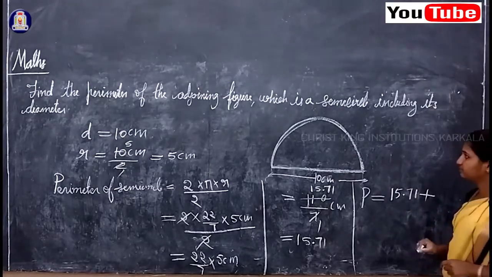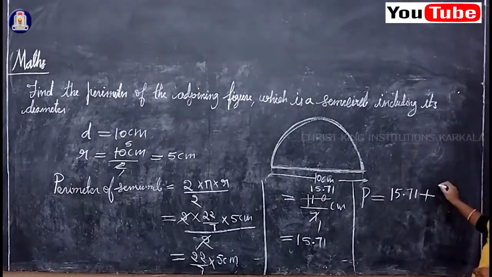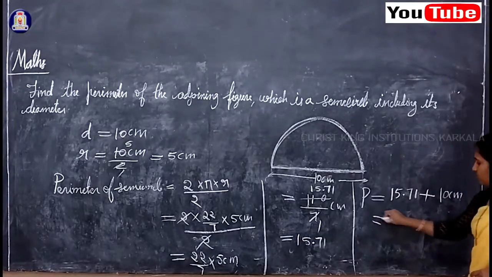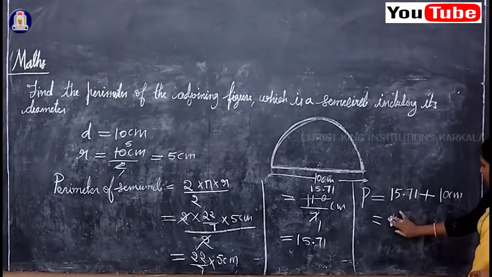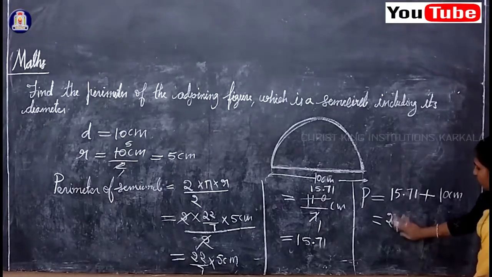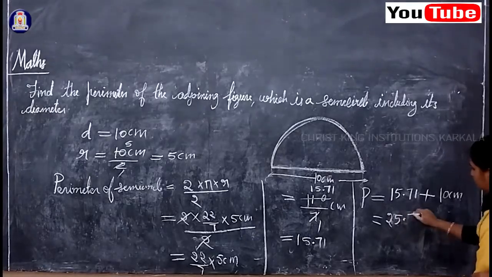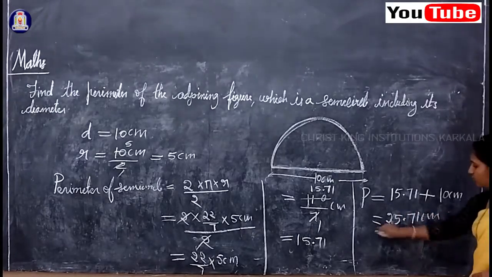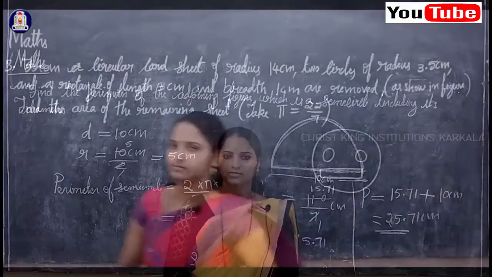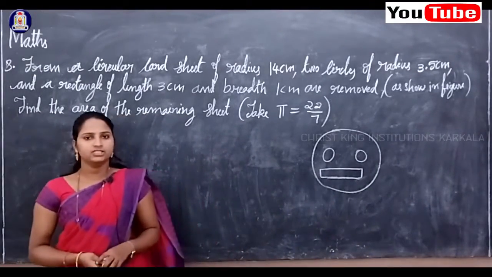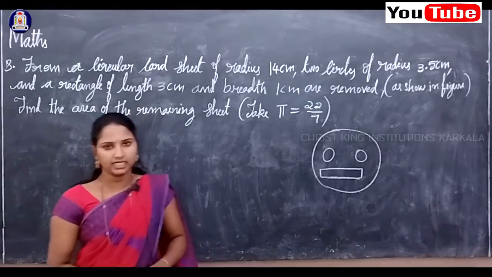So total perimeter of the adjoining figure is equal to semicircle, 15.71, plus diameter. Diameter we know 10 centimeter. So if we add this, we will get 25.71 centimeter. So this is the perimeter of the adjoining figure. Okay, the next question in perimeter and area.